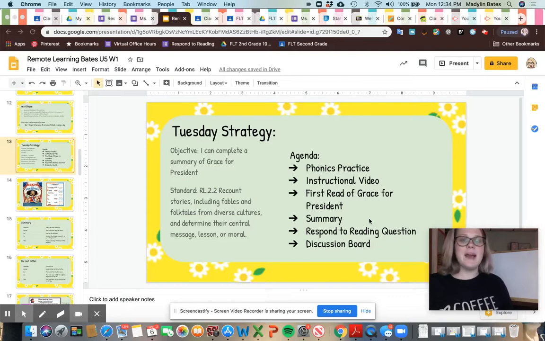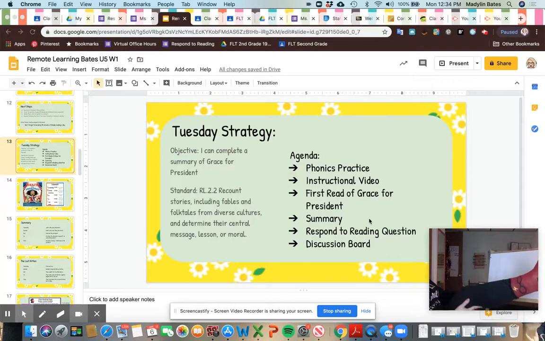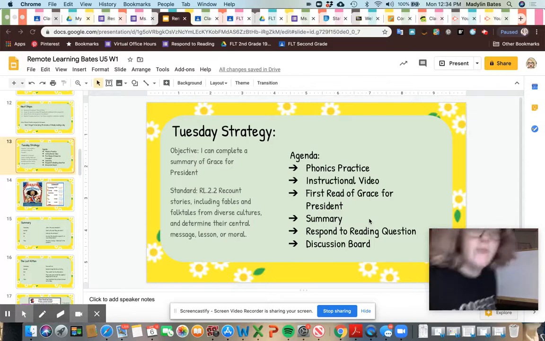Okay, boys and girls, happy Tuesday. Today is Crazy Sock Day. I am wearing my crazy socks. Let me see if I can get them up in the camera. If you know what book these crazy socks are from, let me know in the comments. There's a clue if you've been following along in my class on my Class Dojo.